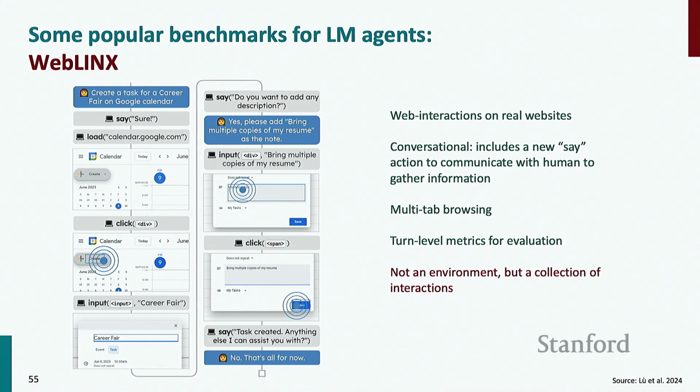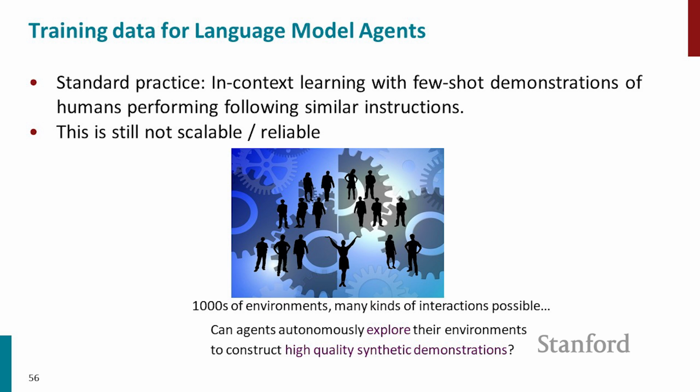Okay, so this was just a taste of what some benchmarks look like for language model agents. So how are we going to train these models? Given that we are going to treat decision making as causal language modeling, we're not going to use any of the ideas from pre-LLMs. The standard practice is to do in-context learning with few-shot examples.